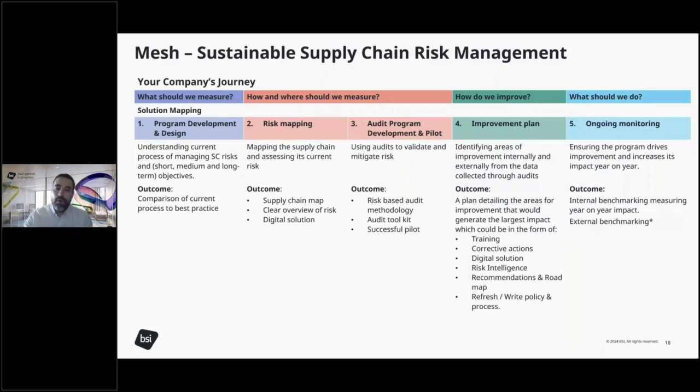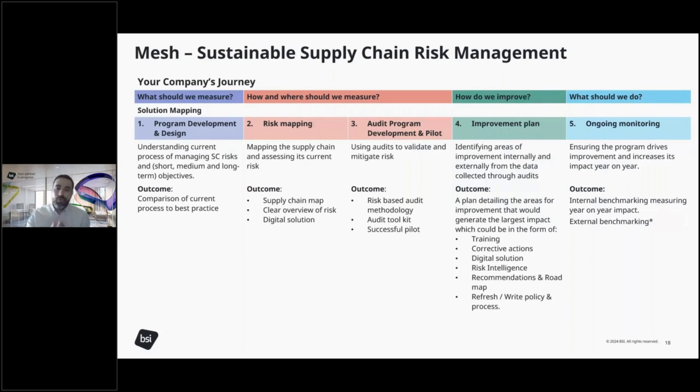So last time we talked a little bit about the program development and design phase. Today we're going to talk a little bit about risk mapping. In our next session, we'll talk a bit about designing the audit programs, assessment programs, and driving continuous improvement in the supplier base and what KPIs we use to measure that over time. But today we're really going to focus on number two.